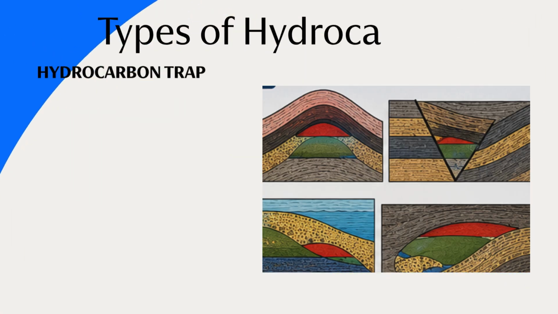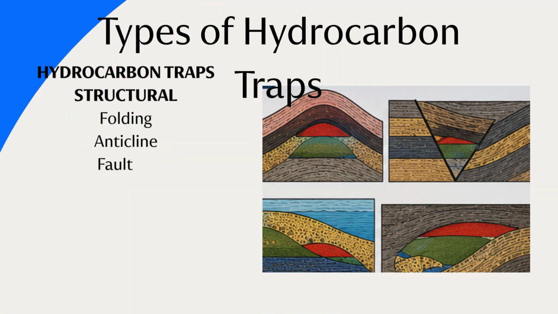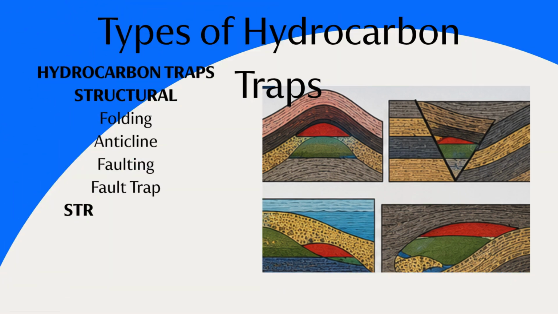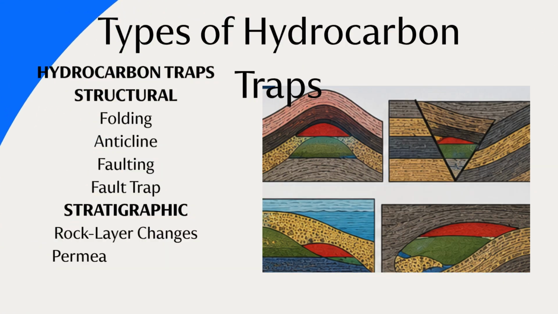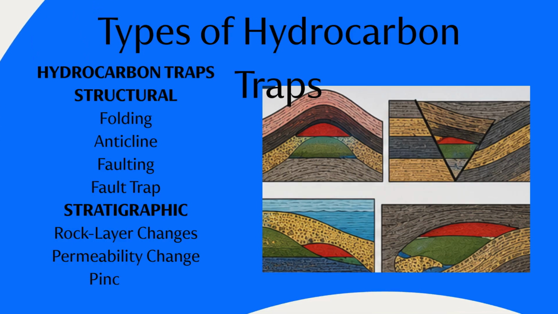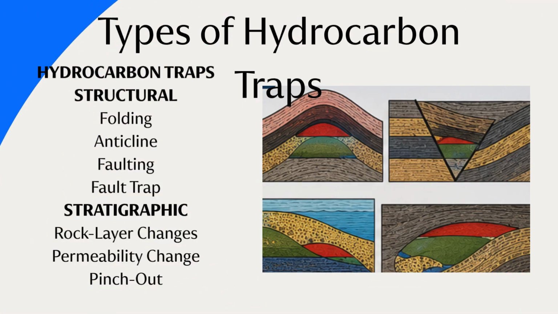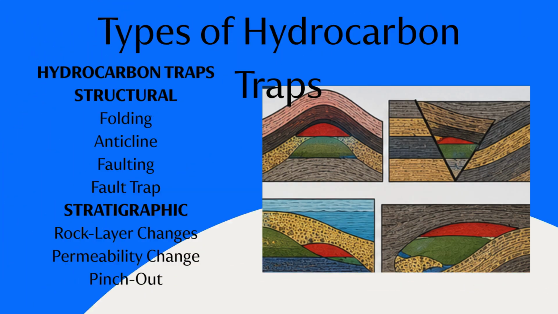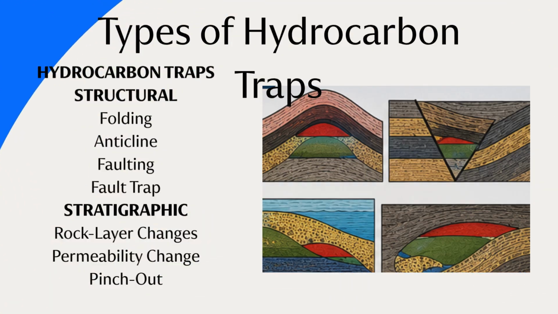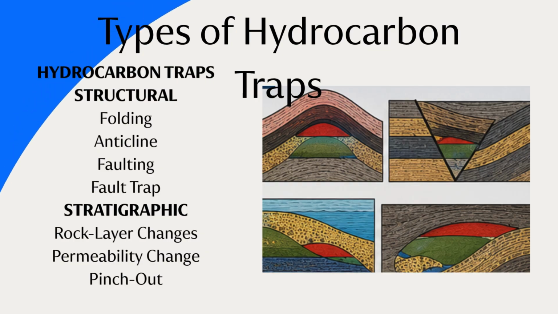Now, do all traps look the same? No, there are different types of traps. For now, we will keep it very simple. The two main types are structural trap and stratigraphic trap. A structural trap forms because the rocks have been folded, faulted, or deformed. For example, imagine an anticline. It looks a little like an upside down bowl. Hydrocarbons can move upward and collect near the top. Another example is a fold trap, where folding can change the pathway of the fluid's movement.